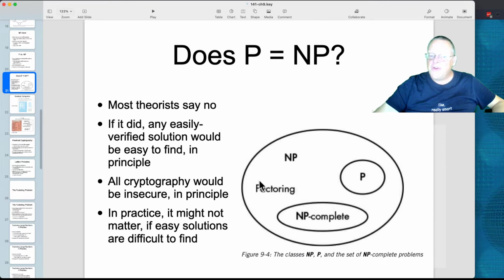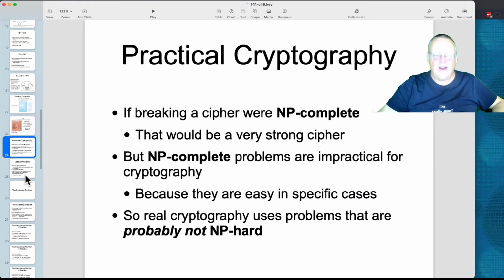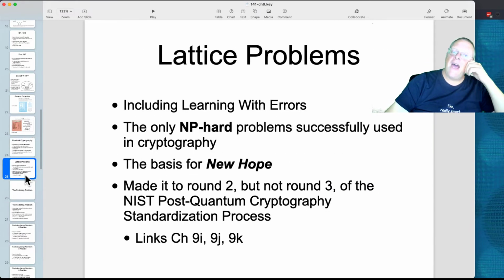So you use ones over here in NP like factoring, which are still sensible enough to use, and you hope that they're pretty hard. You hope that verifying the solution is in NP, and you know that cracking it without the key is in NP, and you hope that the distance between these two is high enough that you've got a good cipher. All right. So the lattice problem is one of the NP hard problems that was the only one that's been used in cryptography. This is learning with errors.